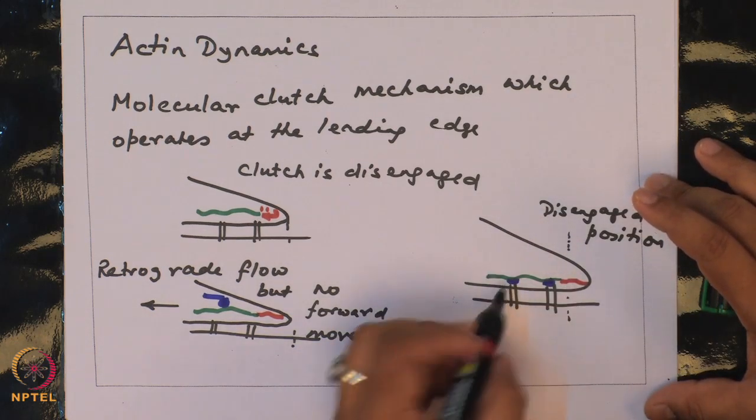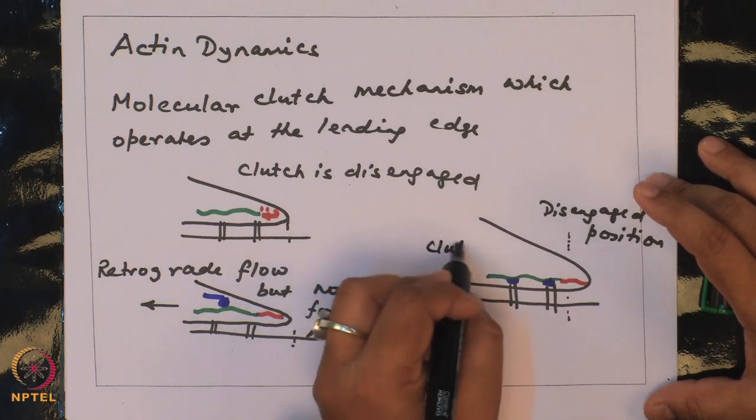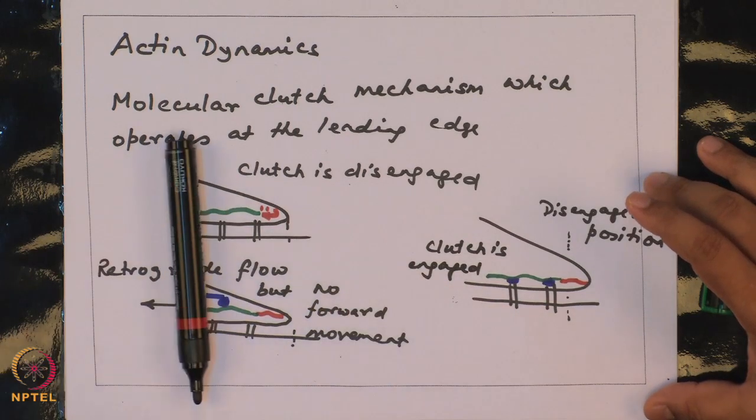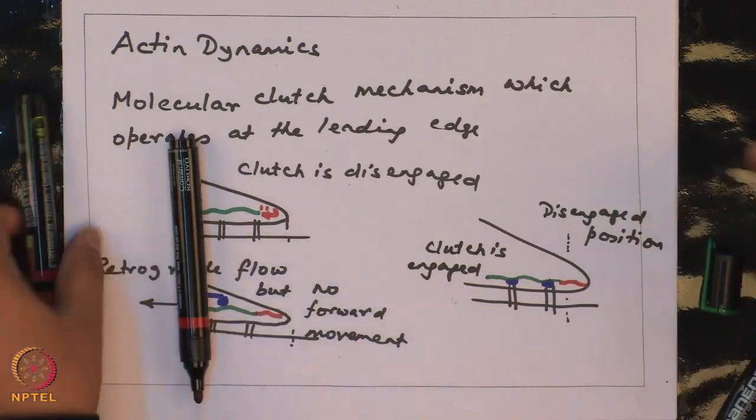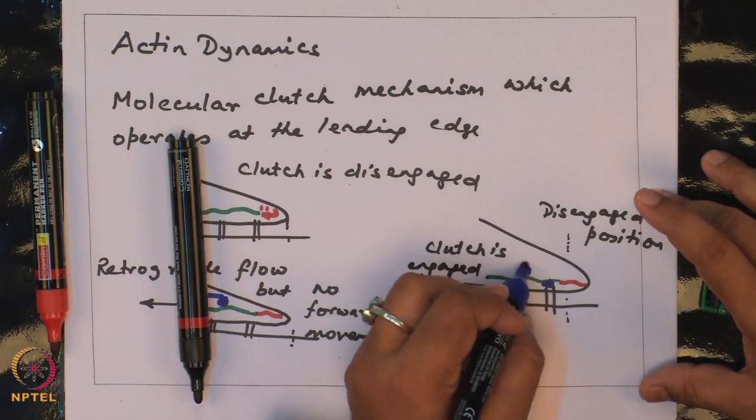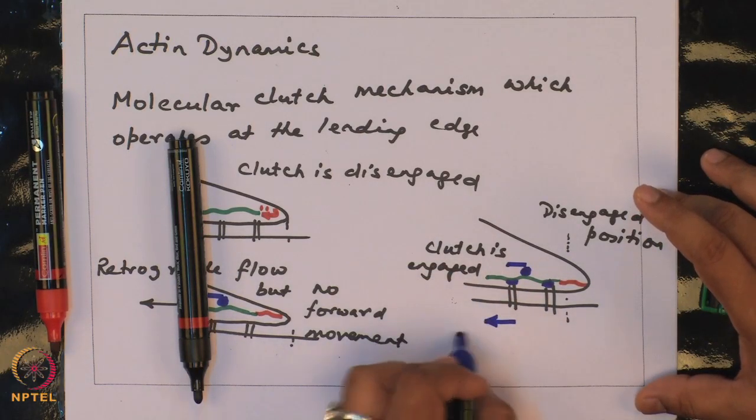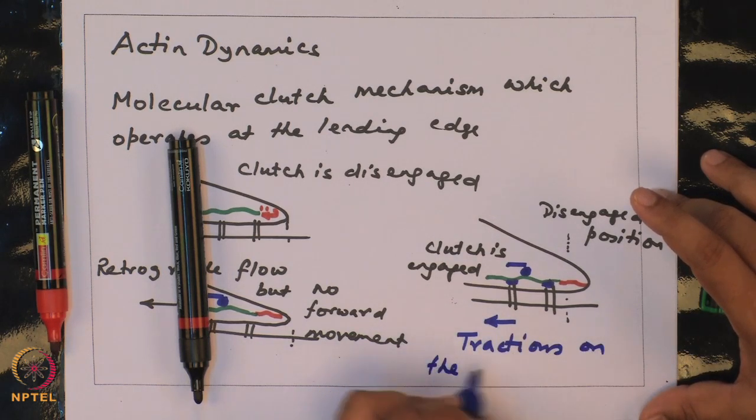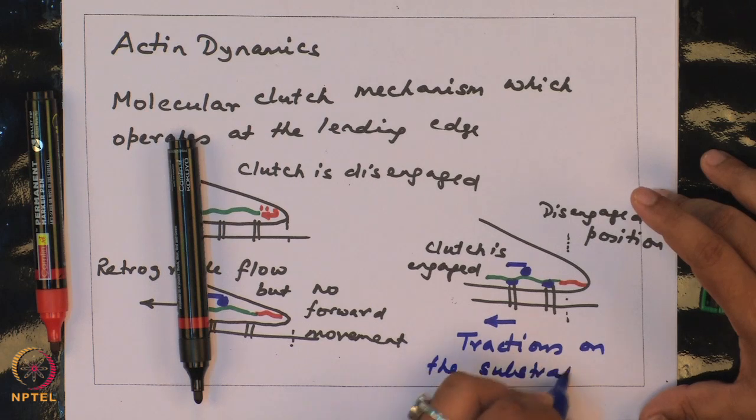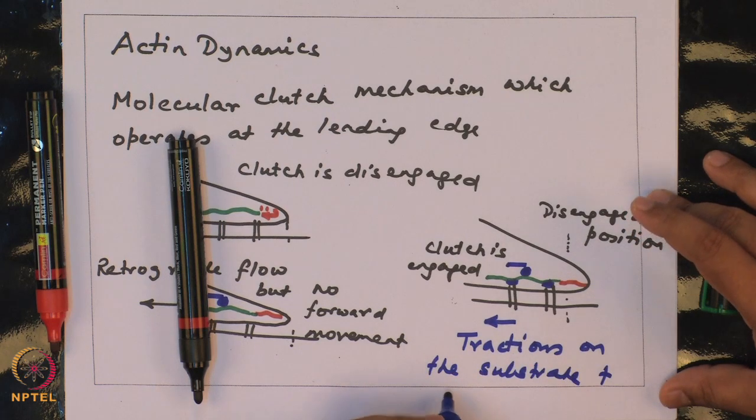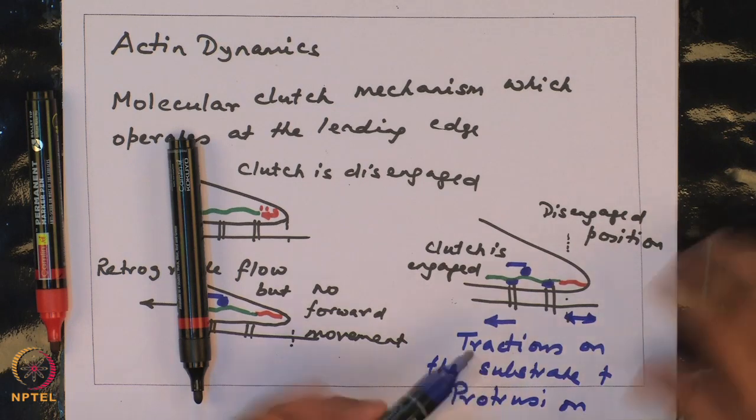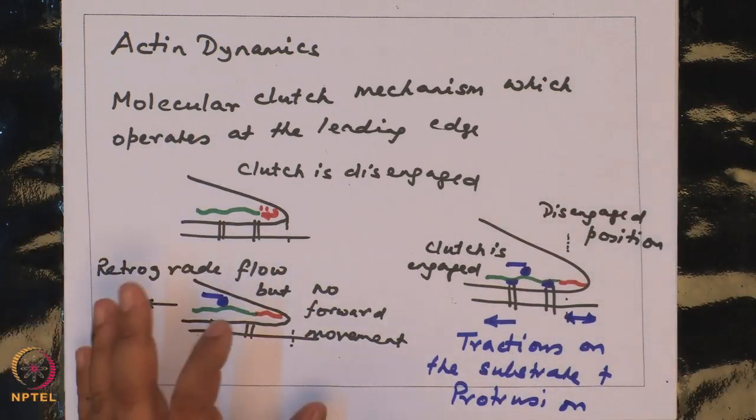So, when your clutch is engaged, even when myosin motors are pulling on it, what you will have is tractions on the substrate, plus you will have protrusion. So, this is the distance by which the cell moved forward. So, this is the principle of a molecular clutch.